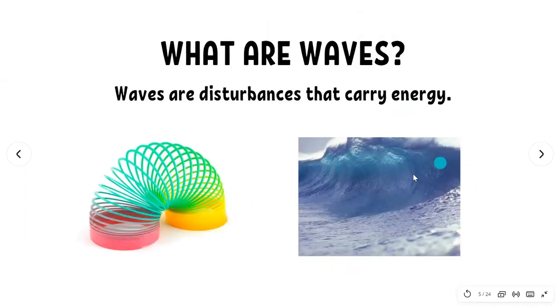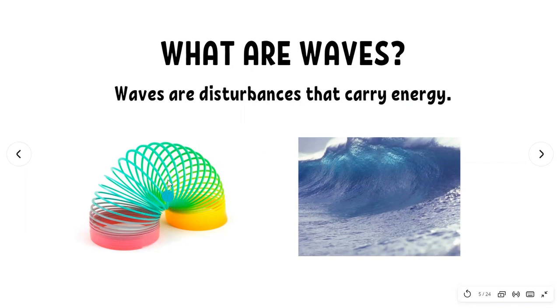So, what are waves? The most simple definition of a wave is that these are disturbances that carry energy. On the left, we have a slinky, and on the right, we have a very big wave, and that's what we call a tsunami. So all waves carry energy, and these are all disturbances.